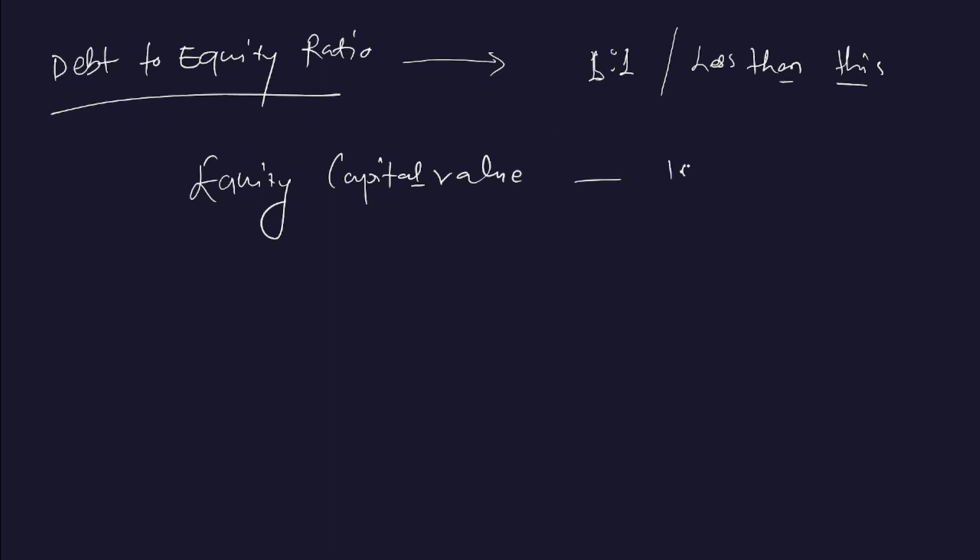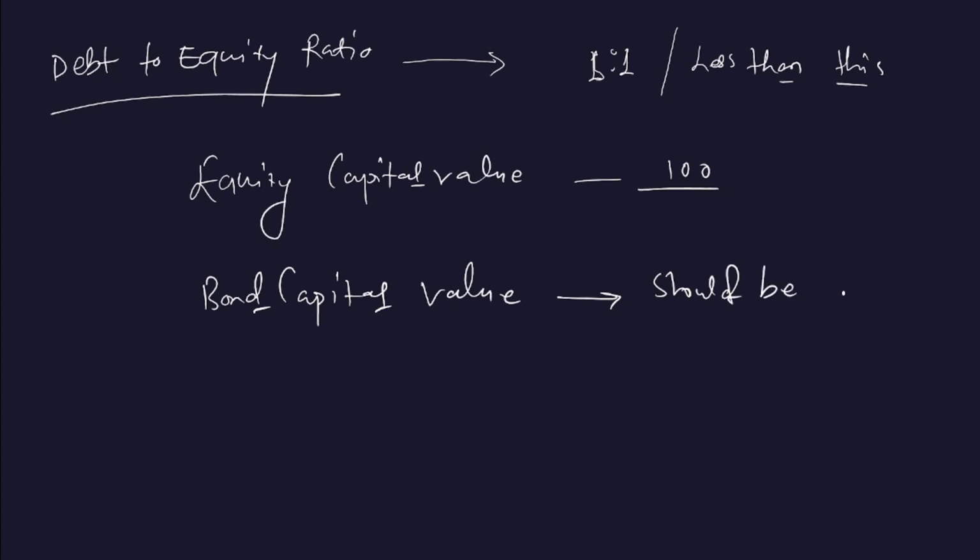Value is 100. Then bond value should be less than equity value, this value less than equity capital value. In that case only you can think from an investment aspect that okay, this can be a good company, which can help to generate the alpha.